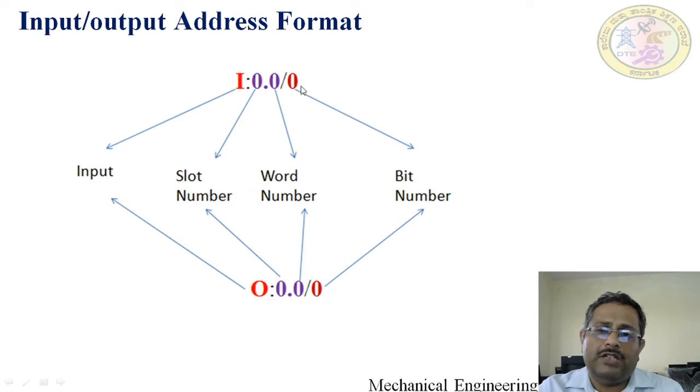Here only the bit number will change in a PLC, whether it is 0, 1, 2, 3. It depends on how many inputs and outputs there are. For example, if our PLC has 6 inputs and 4 outputs, the first input is I:0.0/0.